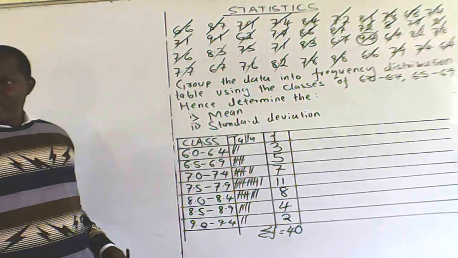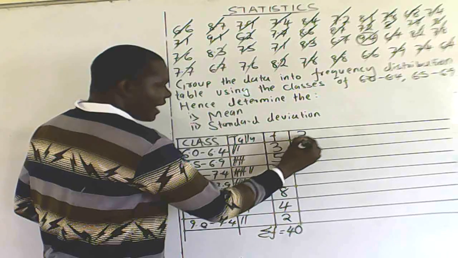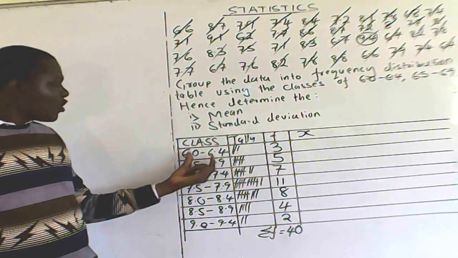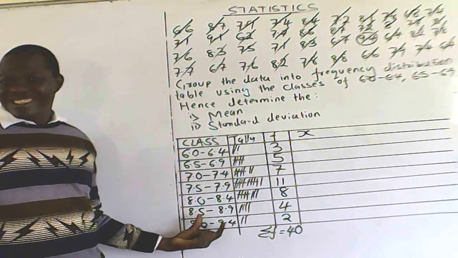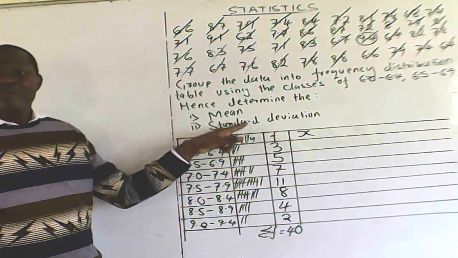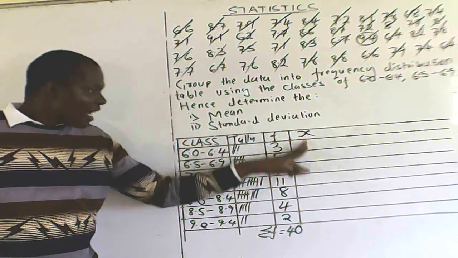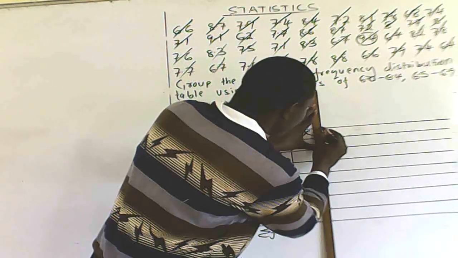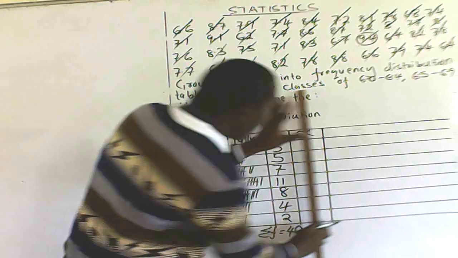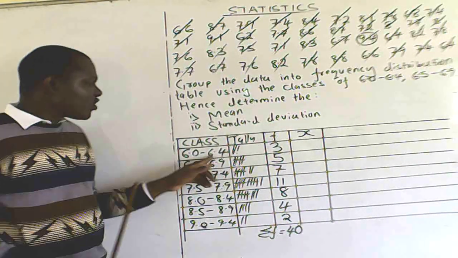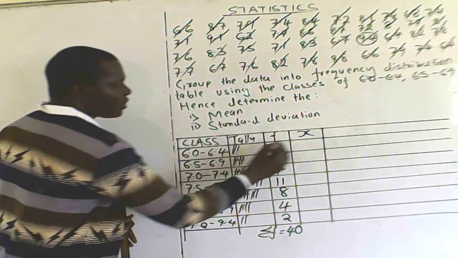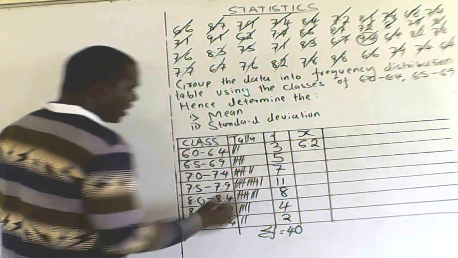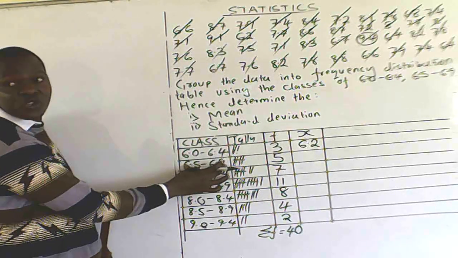Yes. So after frequencies, we now need X, the value denoting each and every data value in a class, isn't it? Because we've been told to find the mean and standard deviation, meaning we need a value representing every class. So X are the midpoints, isn't it? Yes. X are the midpoint. So what is the midpoint of 6.0 to 6.4? The midpoint there is 6.2, isn't it?